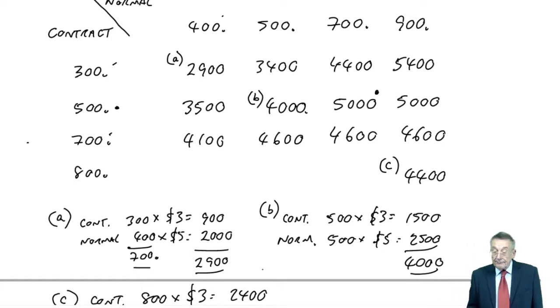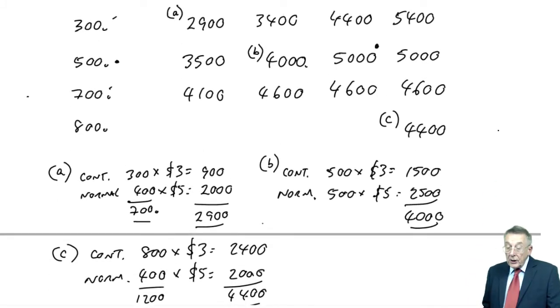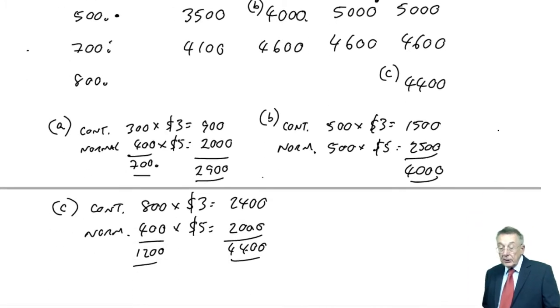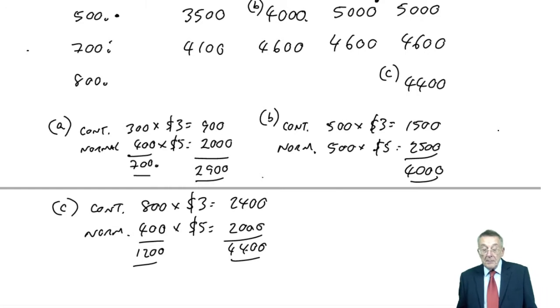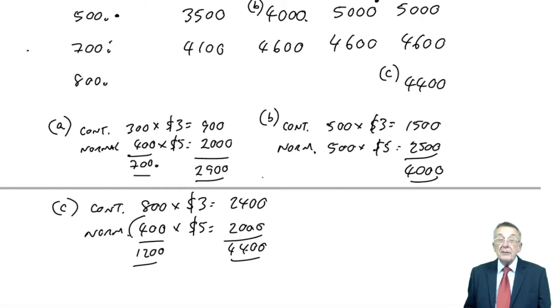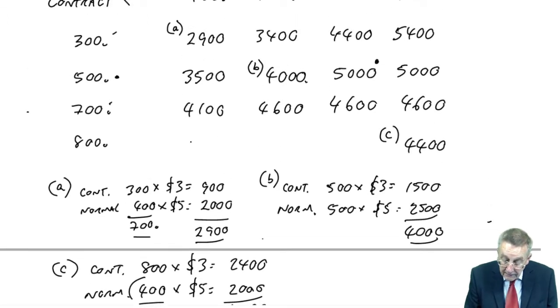And finally, if the contract's 800, then in fact we've already done the workings, because since we can only make 1,200 in total, then however many normal demand, we can only sell them 400. And so whatever the demand, it makes no difference. We'll end up with 4,400.